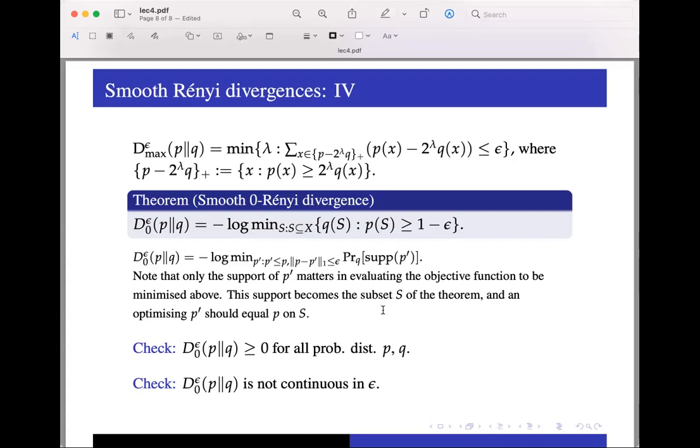Now this support becomes a subset S of the theorem out here, with PS greater than 1 minus epsilon. All this is because an optimizing P prime should equal the original distribution P on this subset S. We had indicated what data processing should hold for d epsilon 0. So this again implies that d epsilon 0 is greater than or equal to 0. And d epsilon 0 of P with respect to Q is not continuous in epsilon. You can see that increasing epsilon means sudden leakage.